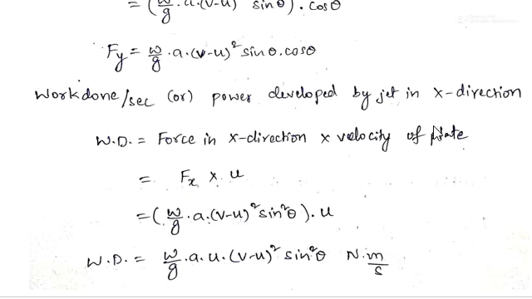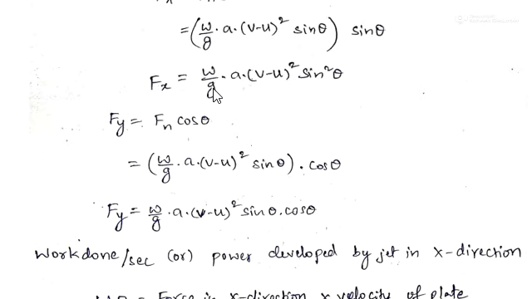And one more thing: the work done per second, or power developed by the jet in the x direction. Work done by the jet in the x direction per unit time will be the force of the jet in x direction and the velocity of the plate. Here you may doubt that work done is force into displacement, but we are taking work done per unit time, and displacement by time becomes velocity. So directly we write the velocity of the plate. The force in x direction is Fx and the velocity of the plate is u.